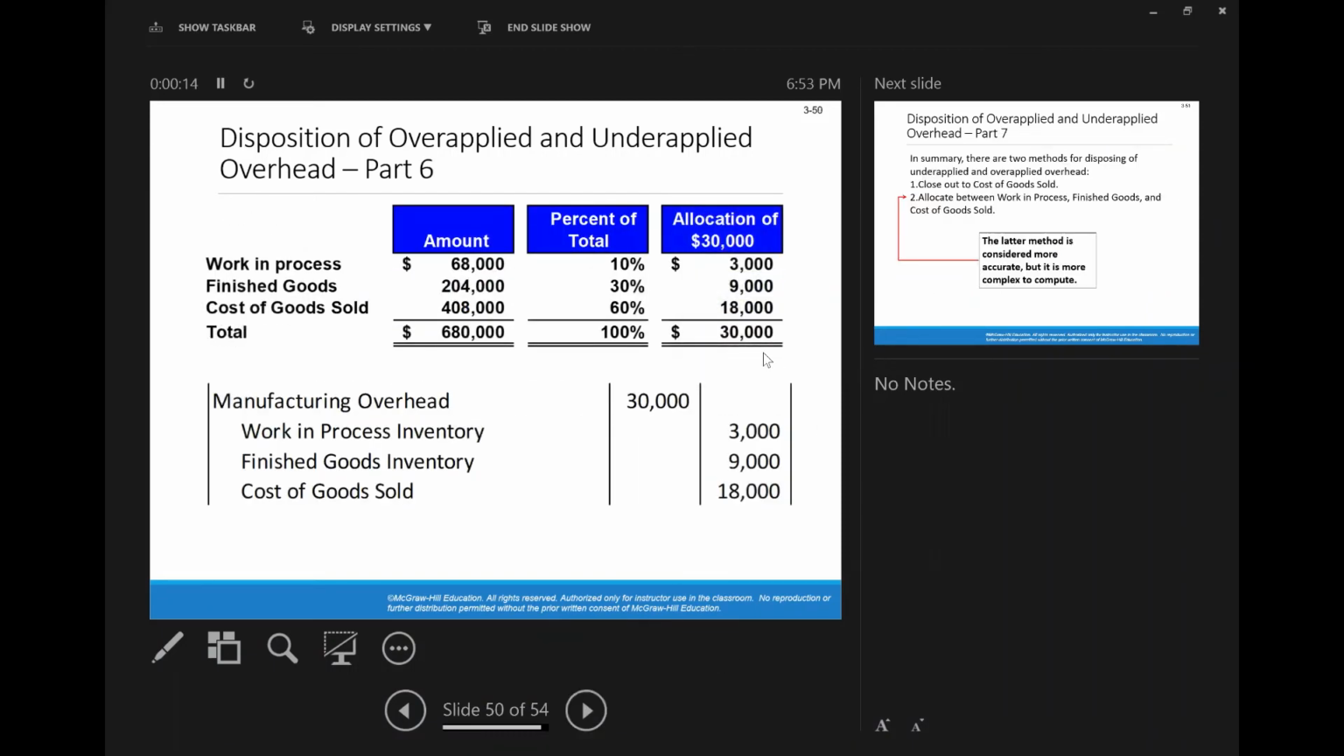All right, so here's a journal entry. For the manufacturing overhead, we know that it has to have a debit because we had a credit sitting in there for that 30,000. So in order to clear it, we have to do the debit for manufacturing overhead for the full 30,000 to bring it to zero. Instead of the credit of 30,000 going all to cost of goods sold, now we're allocating. So we have work in process credit 3,000, finished goods credit for 9,000, and cost of goods sold for a credit of 18,000. Do you have any questions on the allocation?